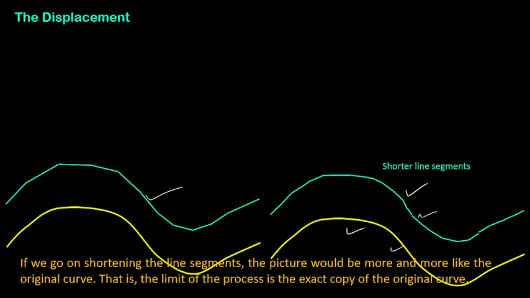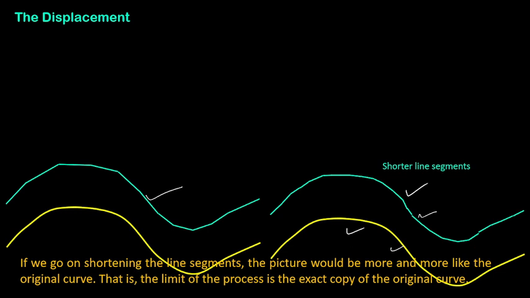If you go on shortening the line segments, the picture would be more and more like the original curve. That is, the limit of the process is the exact copy of the original curve. That is, in every next step, if we shorten the straight line segments in the series, then the series of straight line segments will look more and more like the original curve.